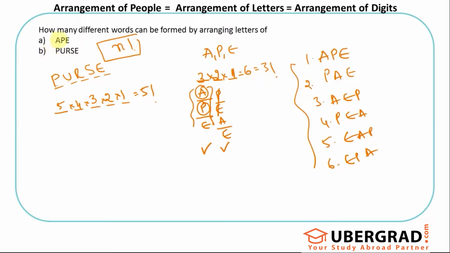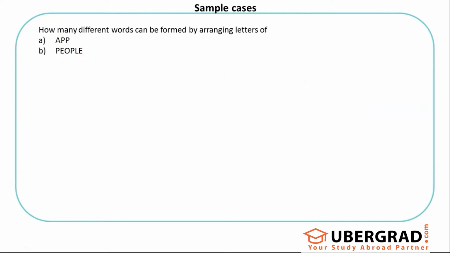But keep this in mind, all these words have letters which are not repeating. That is, A is occurring once, P is occurring once, E is occurring once. Same with PURSE. What should we do if there is a repetition of letters? Let's get to that example. How many different words can be formed by arranging the letters of APP?